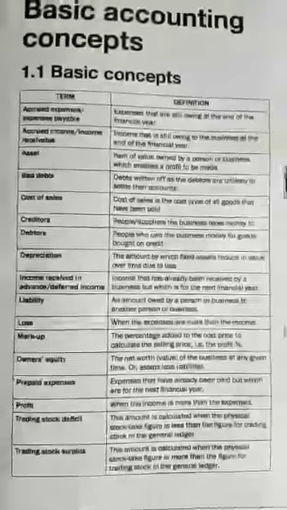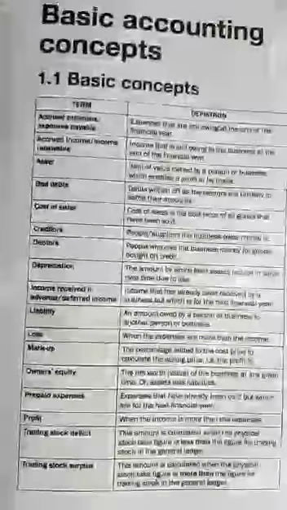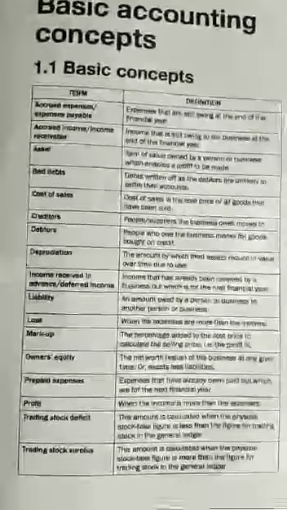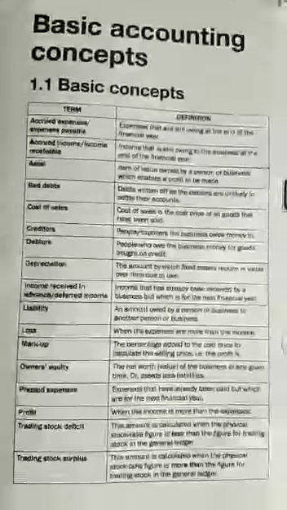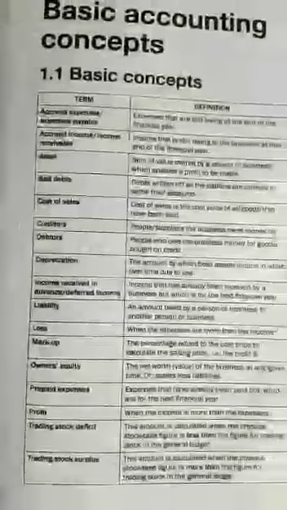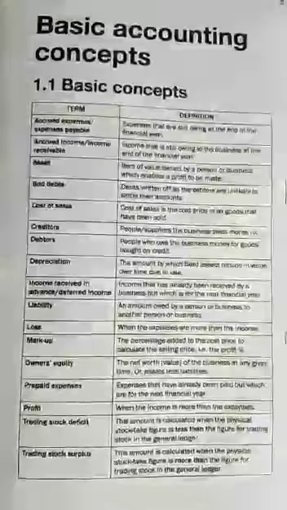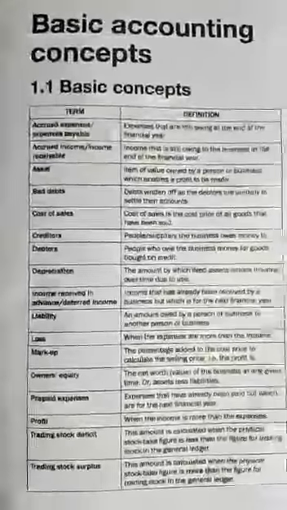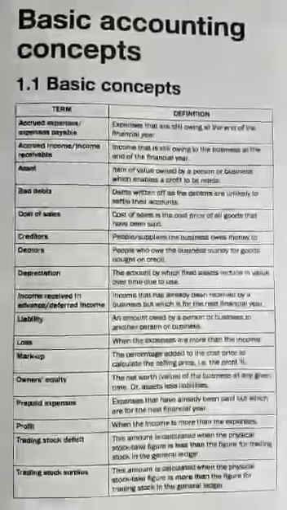Then we have liability. What is liability? An amount owed by a person or business to another person or business. It is an amount that is owed by a person, or by a business, to someone else. If you are owing that amount to someone else, that amount becomes a liability. So you have a liability towards that person.